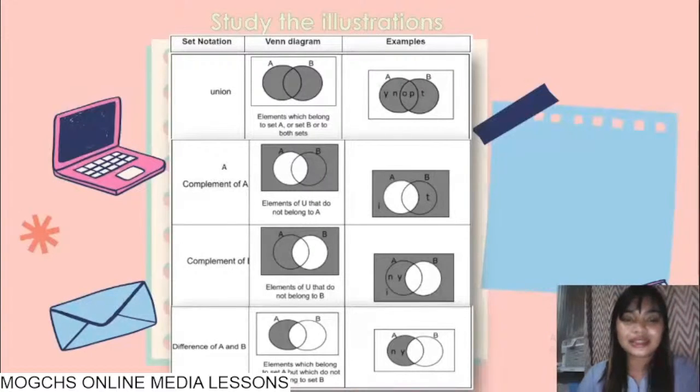Okay. Next is the difference of A and B. The elements which belong to set A but do not belong to set B. So in the example, the only elements there are belong to set A. That is the letters N and Y. You do not include the intersection of the two sets because if you include that, element that belongs to the intersection will be included in the set B. So if you are going to find the difference of a set A and a set B, that element should be really in the set A or the set B.